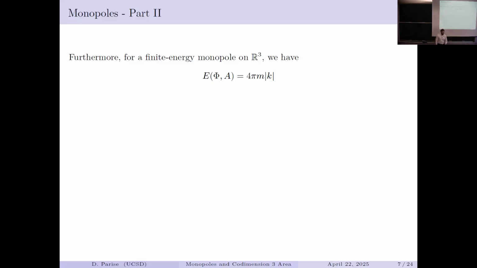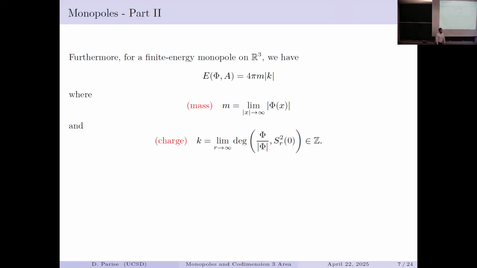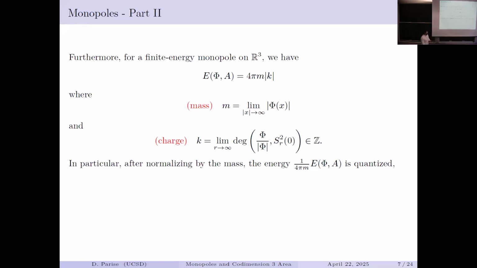Exactly. So in particular, the energy is just 4 pi times m times k, where m and k are the so-called mass and charge. The mass is the limit at infinity of the monopoles, and k is the charge. So what is the charge? The charge is the degree at infinity of the monopole rescaled. So why is this interesting? Because this is telling you that the energy in a suitable regime, if you normalize it by 4 pi m, is quantized. It can only take integer values, or at least natural values.